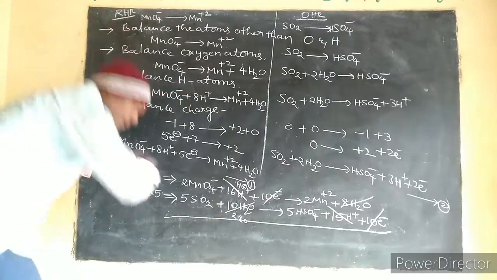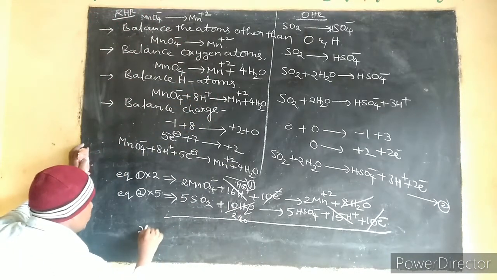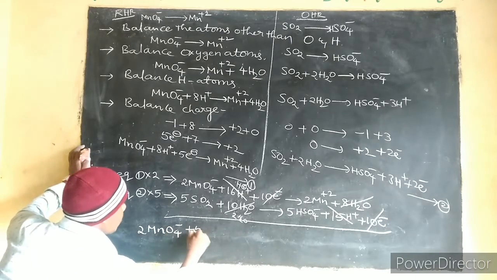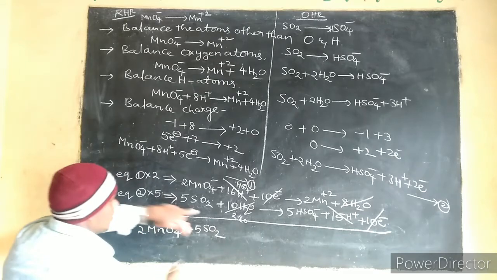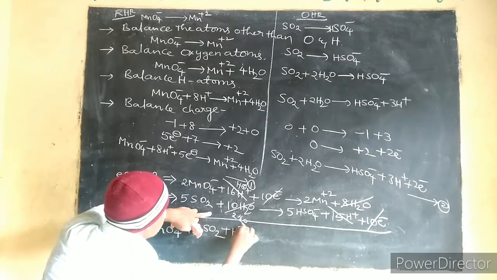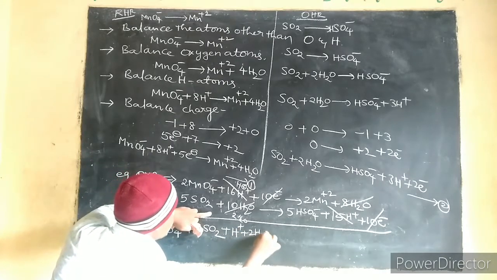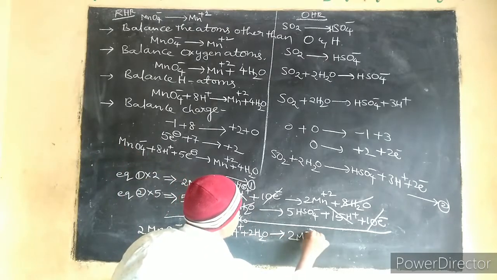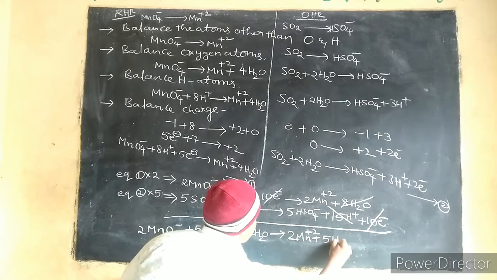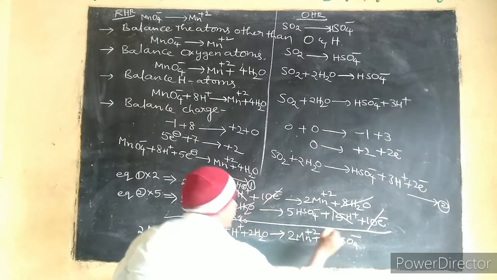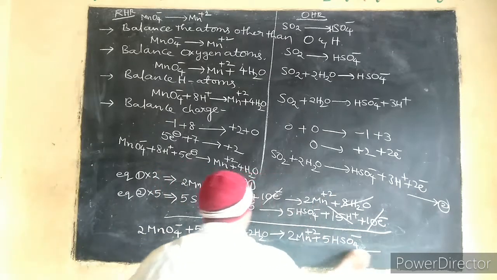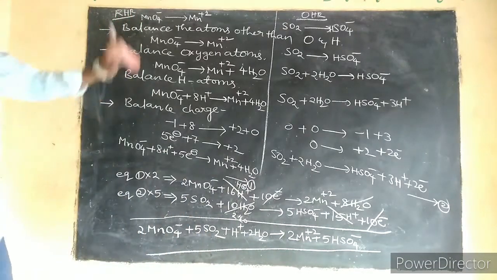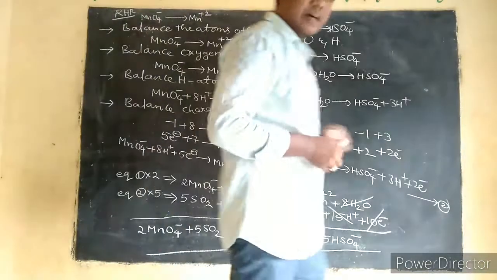Correct? Now the complete balanced equation is 2 MnO4 minus plus 5 SO2 plus H plus plus 2 water molecules goes to 2 Mn2+ plus 5 HSO4 minus. So this is the complete balanced equation of the above chemical equation in acidic medium.